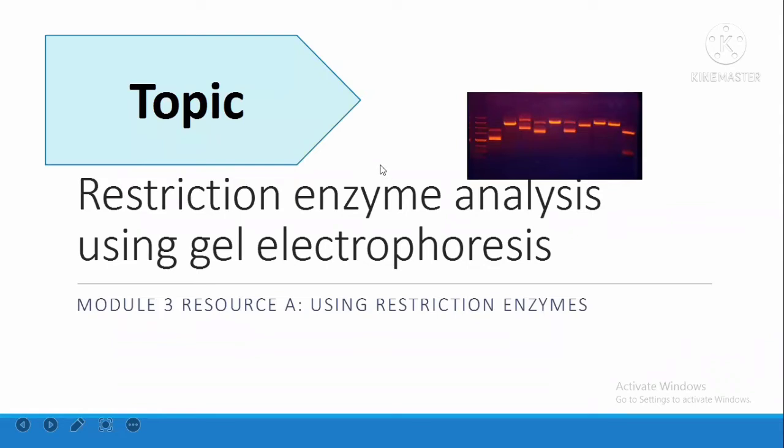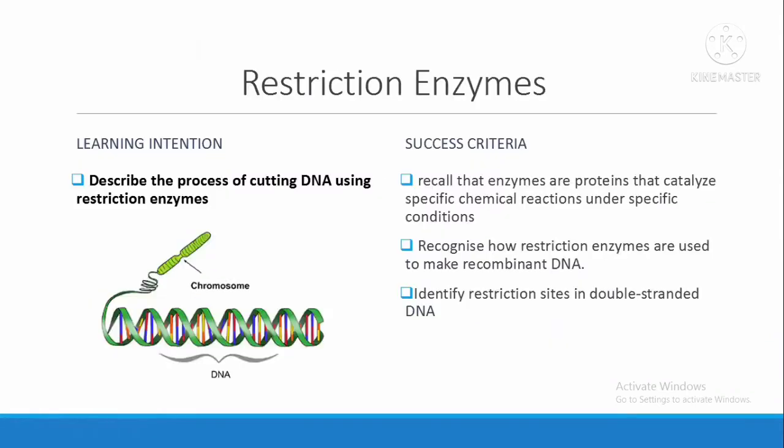The discussion topic is restriction enzyme analysis using gel electrophoresis. We will discuss the process of cutting DNA using restriction enzymes, and here we'll discuss the enzyme. What is an enzyme? Enzymes are proteins that catalyze specific chemical reactions under a specific condition. Recognize how enzymes are used to make recombinant DNA technology. Identify the restriction sites in double-stranded DNA.